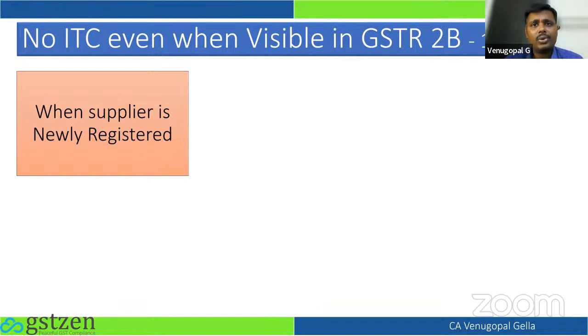So how will you know that the supplier is newly registered? In GSTZen, you have a feature where you can upload the GST number. You can get the status of the supplier, when they were registered, and whether it is active or not. So Bharti, you can also show them how we get the supplier details from our help desk.